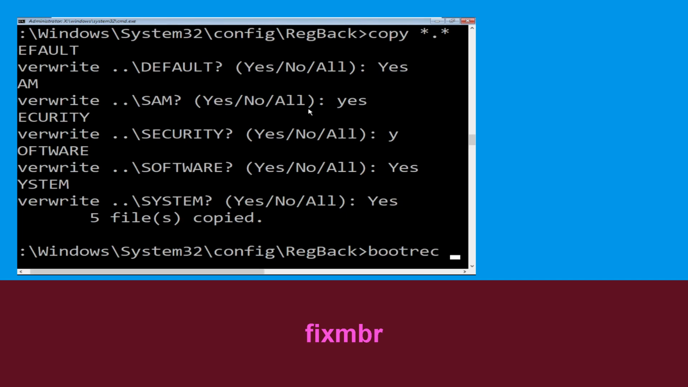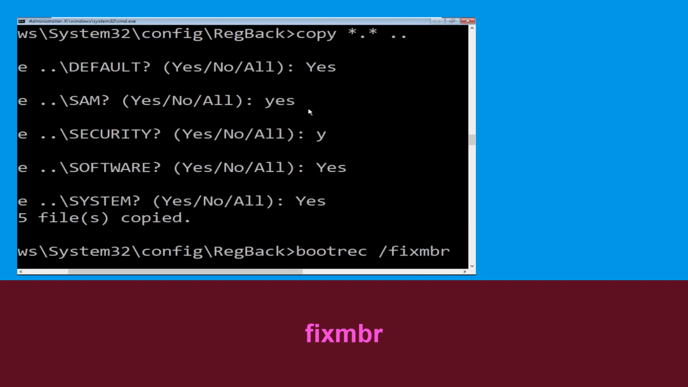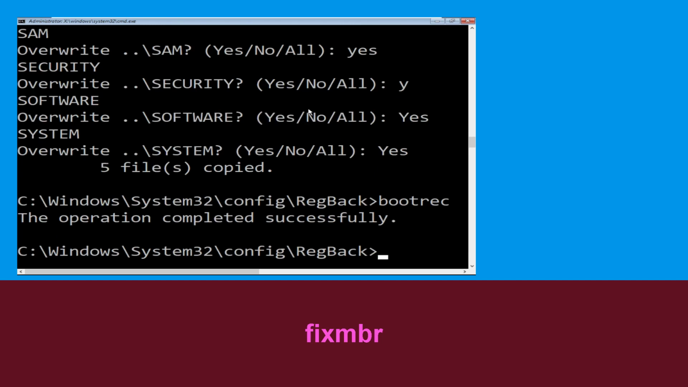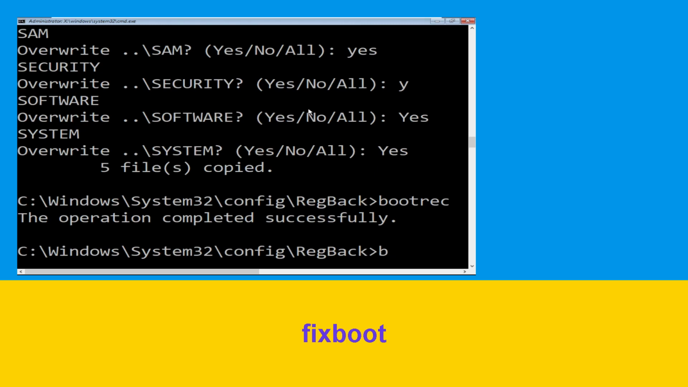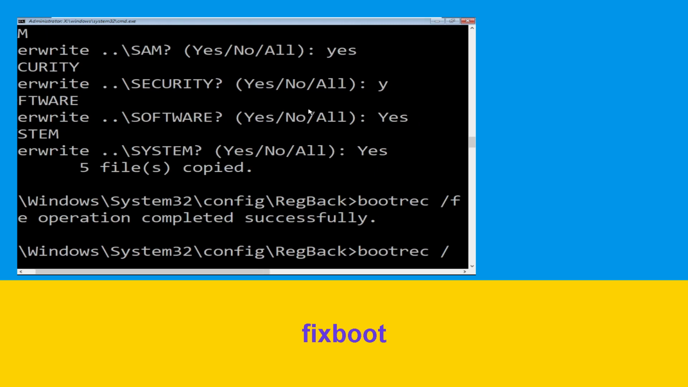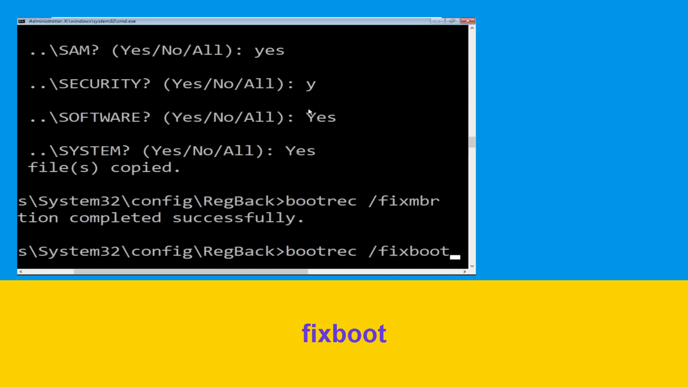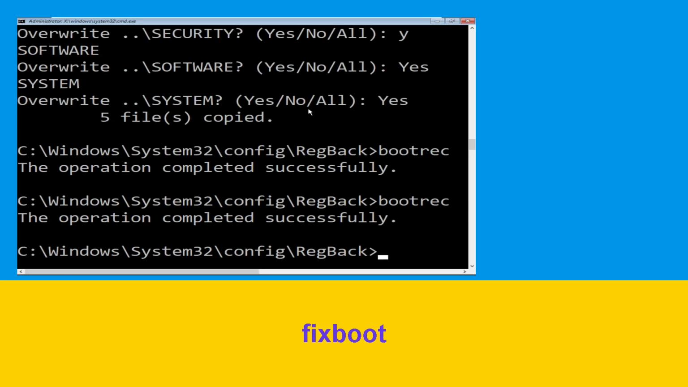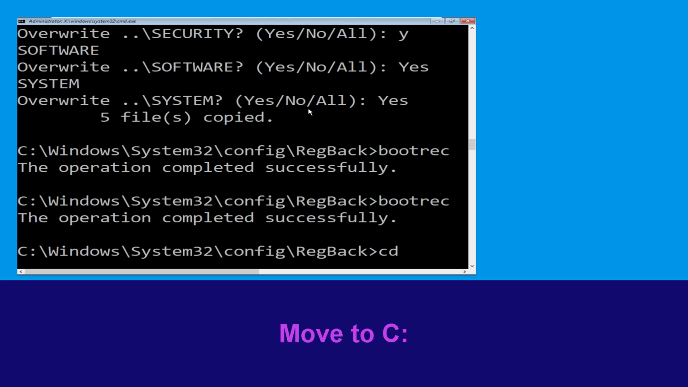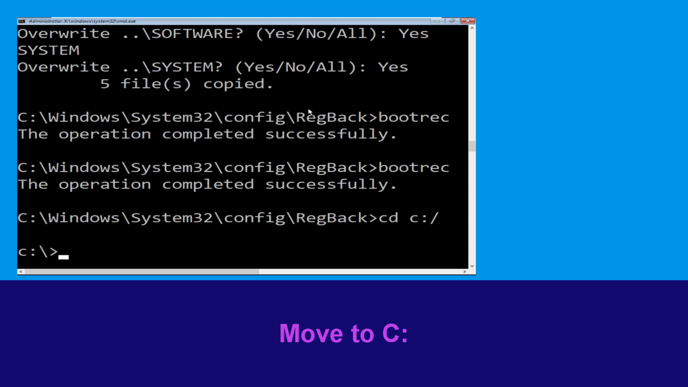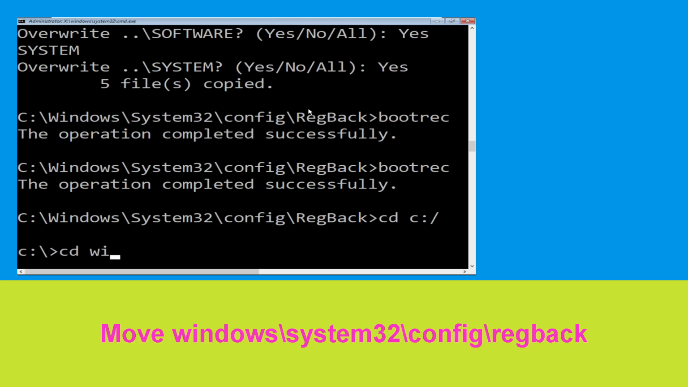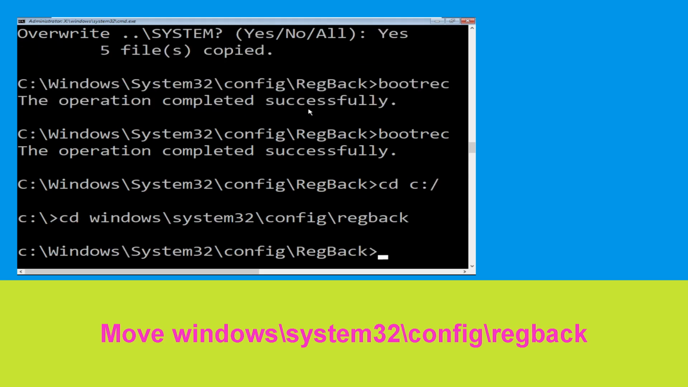Type in bootrec /fixmbr and hit enter to execute the command. Now type bootrec /fixboot and hit enter to execute. Now type cd c:/ and simply hit enter. Now type this command cd windows/system32/config/regback and simply hit enter to execute the command.